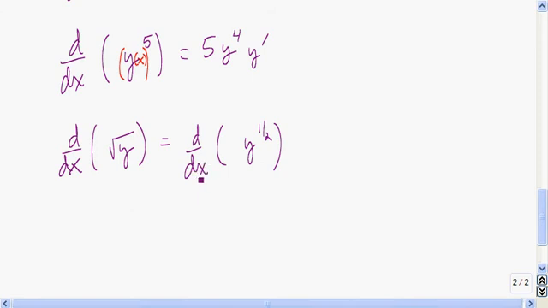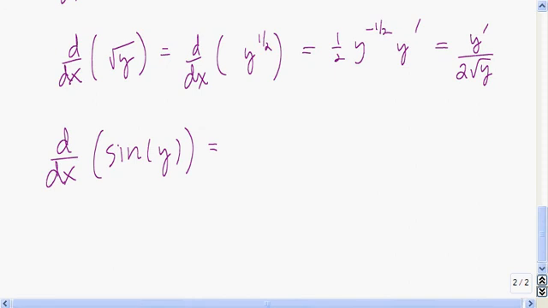d/dx of the square root of y is d/dx of y to the 1/2. So that's 1/2 times y raised to the negative 1/2 times y prime, which is the same thing as y prime divided by 2 times the square root of y. Okay, so that is how implicit differentiation works.